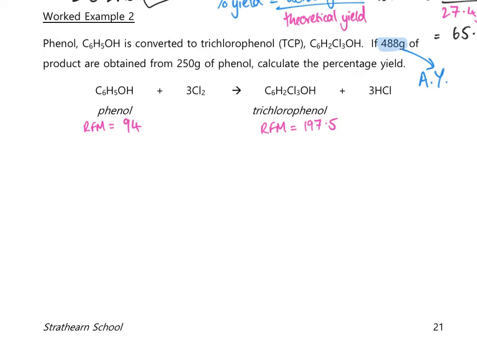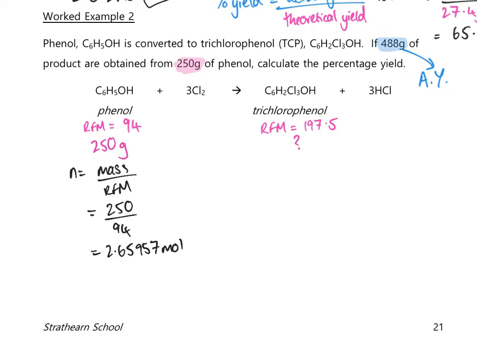They're obtained from 250 grams of phenol, so that's our starting mass. Again, we've only been given the mass of one, so we don't need to worry about this being a reacting mass or a limiting reactant calculation. So I would write the information underneath the equation. So 250 grams of phenol, and our question mark is underneath the trichlorophenol.